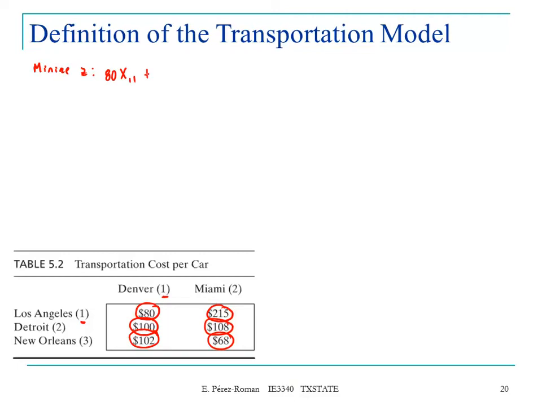Then you have 215 to go from Los Angeles to Miami, and then 100 to go from Detroit to Denver, and then 108 to go from Detroit to Miami, and then 102 to go from New Orleans to Denver, and finally 68 to go from New Orleans to Miami.